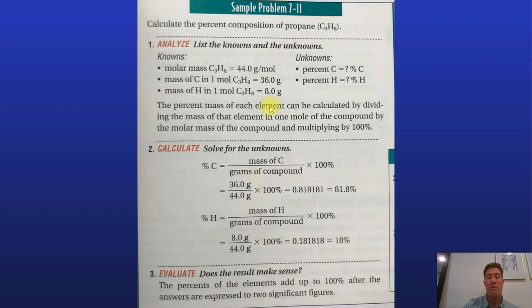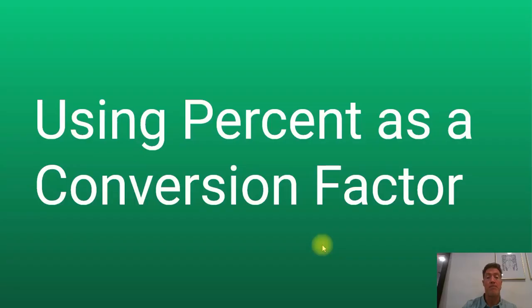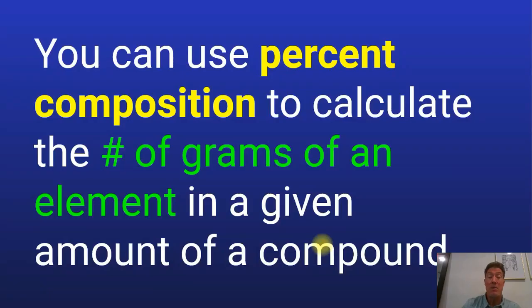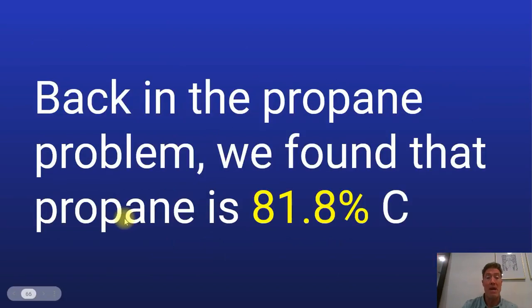We've already done this problem, but you can see we just take the molar mass of the carbon over the molar mass of the whole, and the molar mass of the hydrogen over the molar mass of the whole, and that gives us those percentages. Now we can use percent as a conversion factor. We can use percent composition to calculate the number of grams of an element in a given amount of a compound. Remember, back in the propane problem that we've done twice now, we found that the carbon was 81.8% of the whole compound.